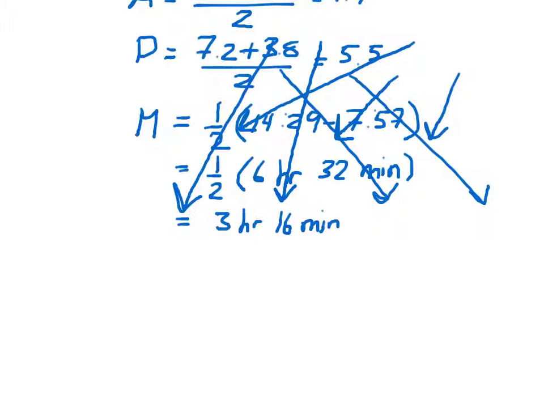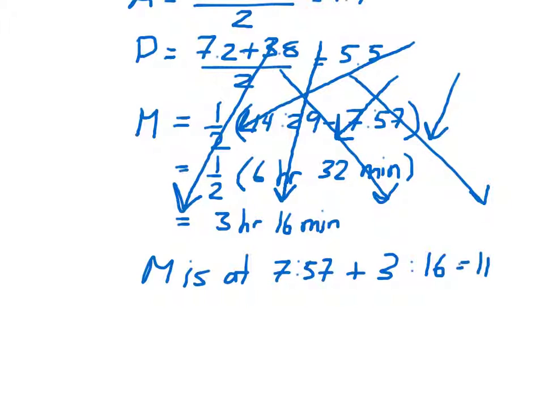So M is really going to occur at 7:57, the time of the first low tide, plus 3 hours and 16 minutes, which is 11:13. Now again, if I convert 13 minutes into hours, like I did above, this will be 11.22 hours. This is when M occurs, at 11.22 hours. So this is C.